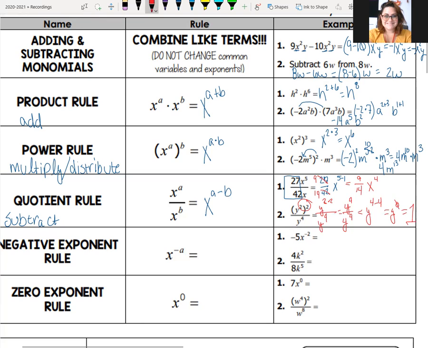Our negative exponent rule is basically fractions. So instead of x to the negative a, we would have a fraction, and x to the a is on the bottom. Now again, remember, if there is a coefficient out front, so like there is technically a 1 here, the coefficient goes up top, the rest goes on the bottom. So we would have negative 5 divided by x to the 2, or we could say negative 5 and 1 over x squared.